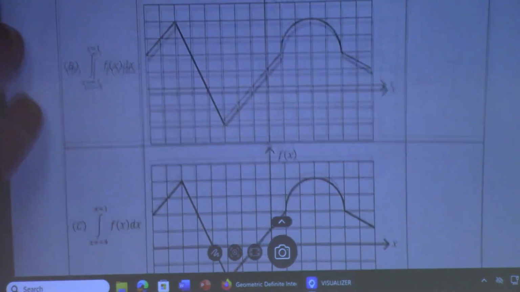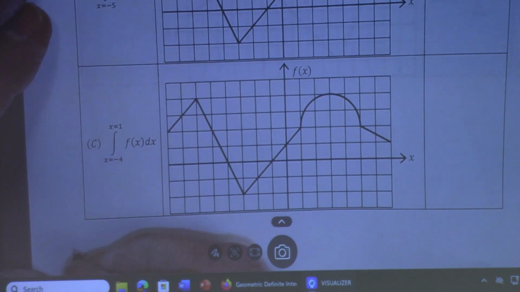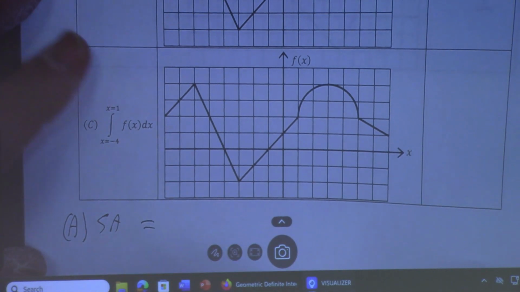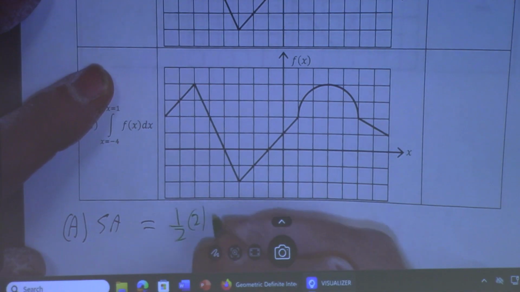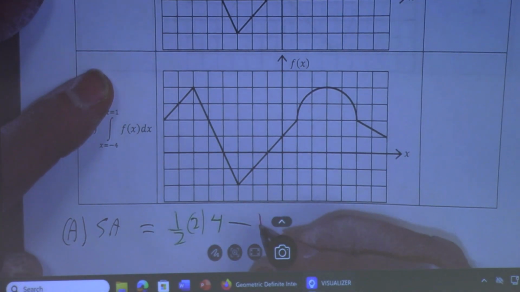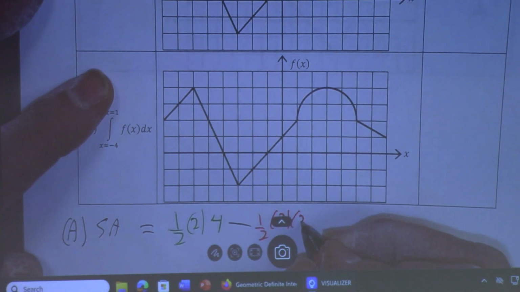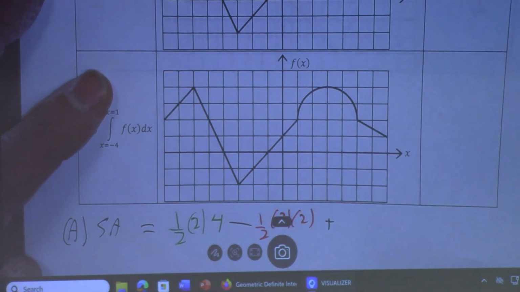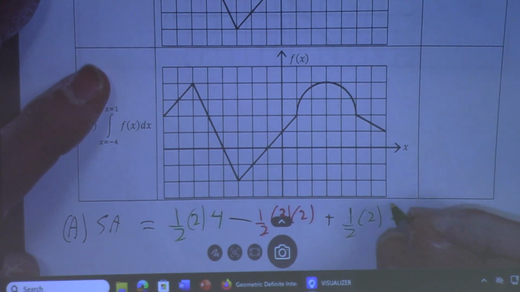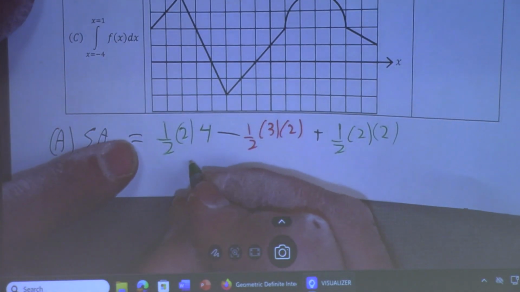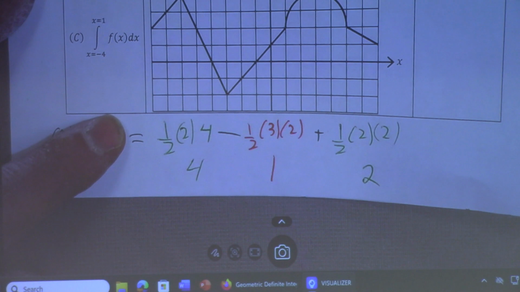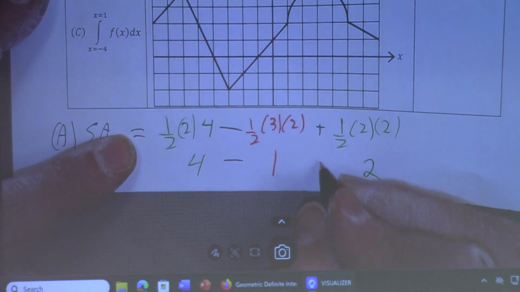So let's go down to the bottom, and for question A, the signed area is going to be that green area, which is 1/2 the base times the height, minus that red area, which is 1/2 its base times its height, plus that other green area, which is 1/2 the base times the height. And so this is 4, this is 2, and this is 1. So my signed area is 4 minus 1.